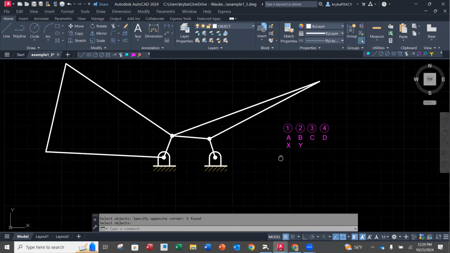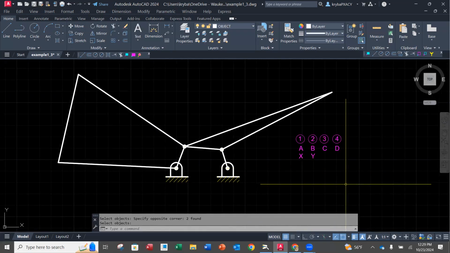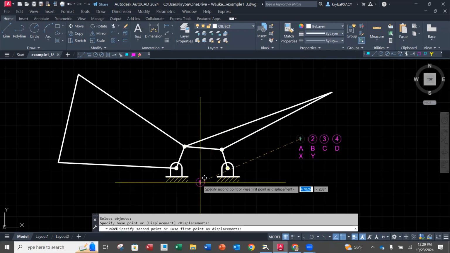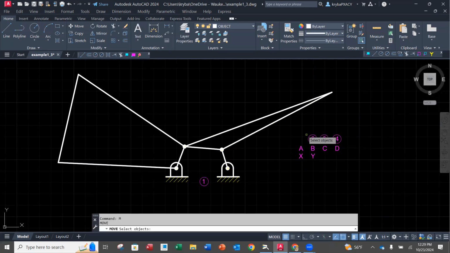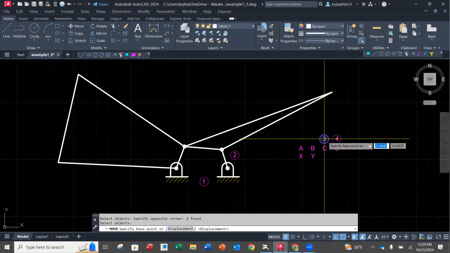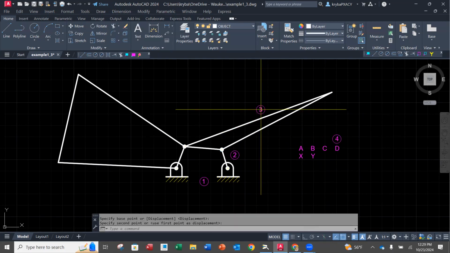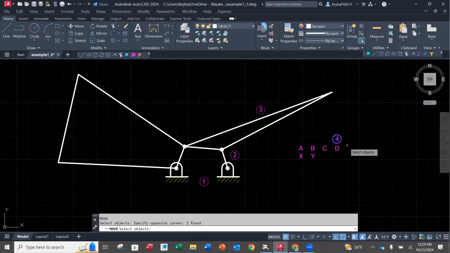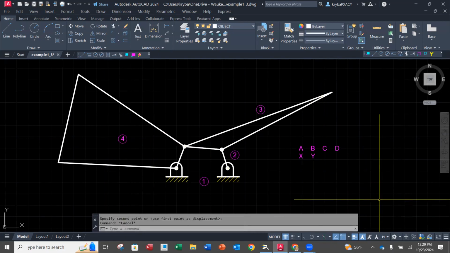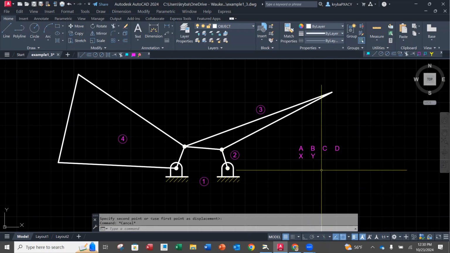And then what I'm going to do is move over the labels for each one of my links. So I'm going to move number 1 from here to here. I'm going to move number 2 from there to there. I'm going to move number 3 from here to there. And then number 4 is going to be this element here. Okay. Now, again, the number with the circle is identifying each one of my links. Now I'm going to move my A, B, C's, and D's.